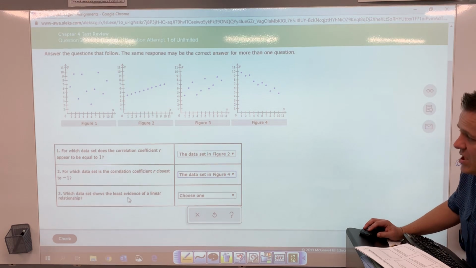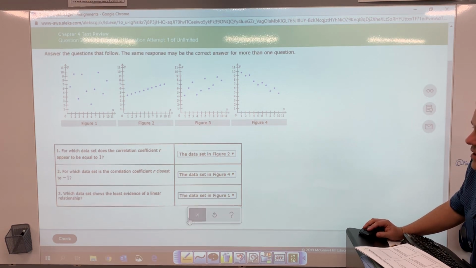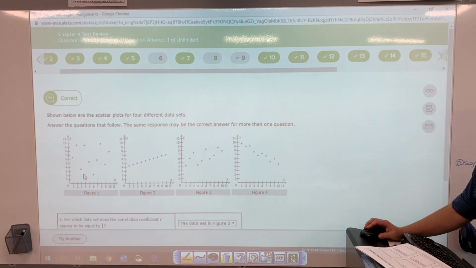Which data set shows the least evidence? Ladies and gentlemen, that of course would be figure 1, because that is some wacky data right there. And that is it.